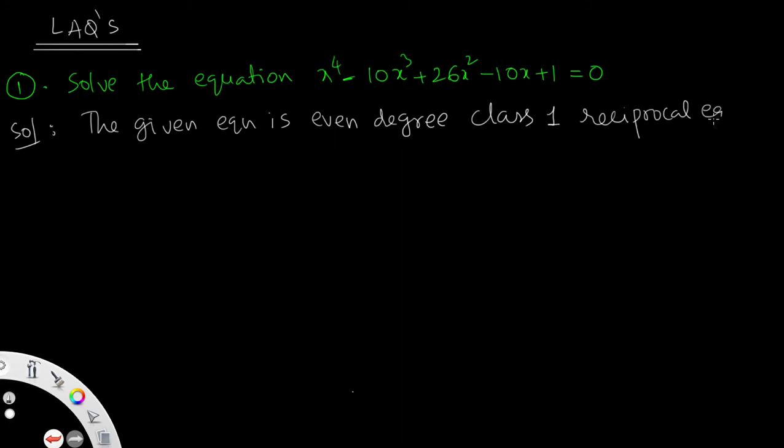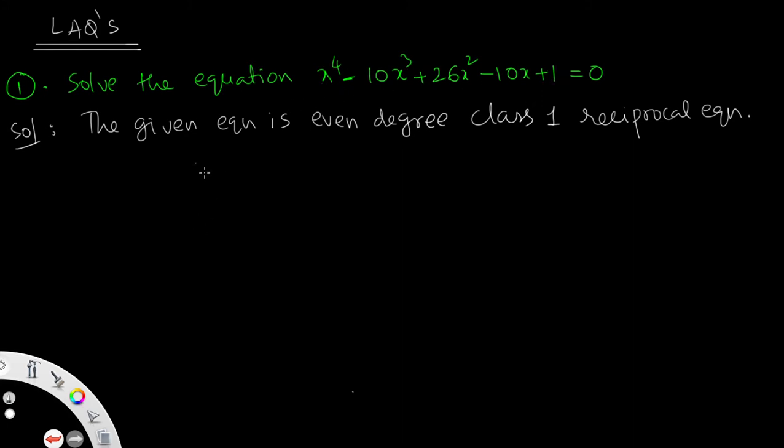Why? Because the coefficients are 1, 1, 1, minus 10, minus 10. So no, don't bother about this one. If the coefficients of the first and last terms are the same, like minus 10 and minus 10, it is class 1. Suppose here 1 is there and here minus 1 is there, with opposite signs, then it is a class 2 equation. And even degree means the highest power of the equation is even. Therefore, it is an even degree class 1 reciprocal equation.